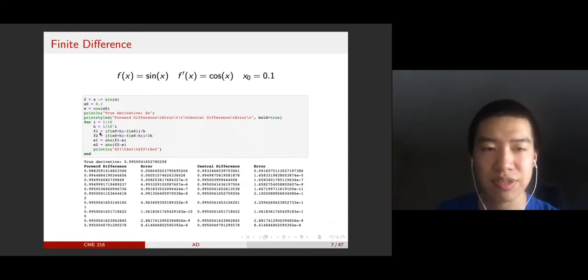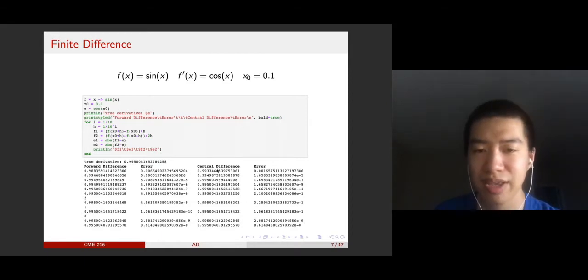So we write a program, and we will do forward difference. This is the forward difference, f1. And we also do central difference, this is f2, and we contrast it with the exact value, which is just the cosine. And this is the result. On the left-hand side, we have the forward difference result. We also have the error. On the right-hand side, we have the central difference. We also have the error.